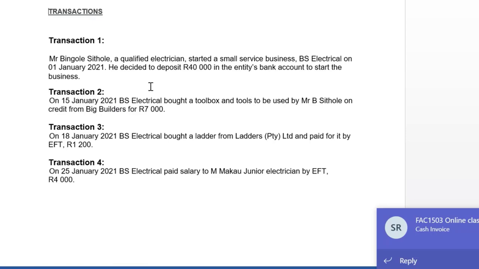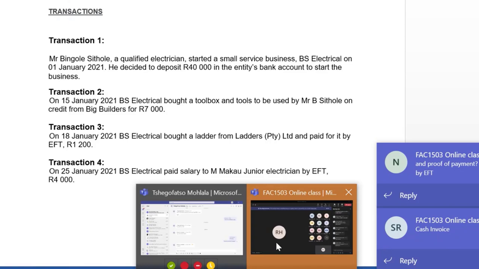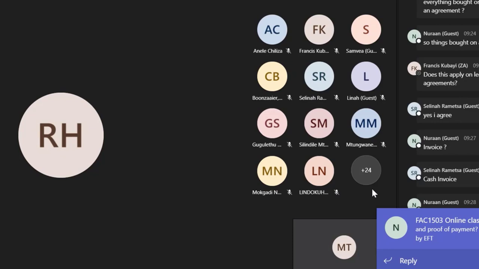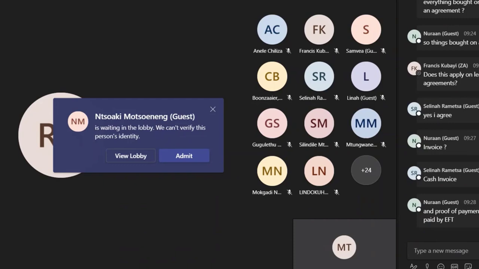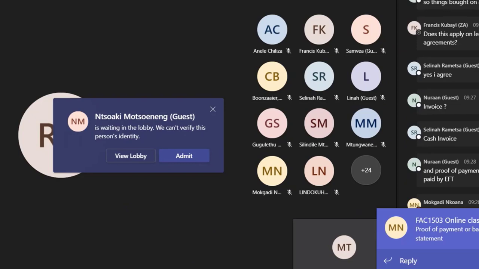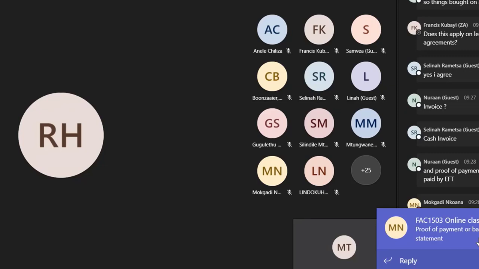Bought a letter from letters and paid it by EFT. 1,200. Paid it by EFT. So Noreen is saying an invoice. And Noreen is saying proof of payment, as it is paid by EFT. Cash. I can see that. Proof of payment or bank statement.